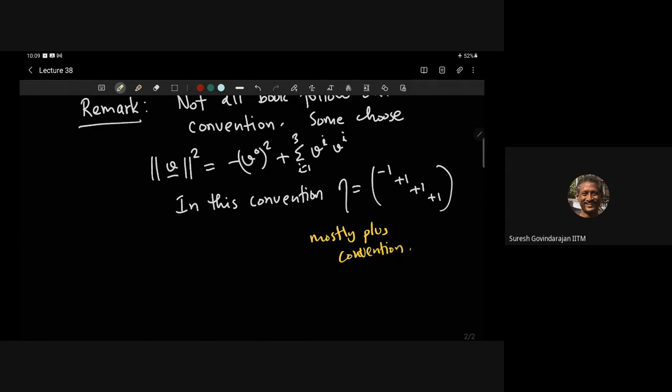So whenever you read a book, check the convention used in any book that you study.